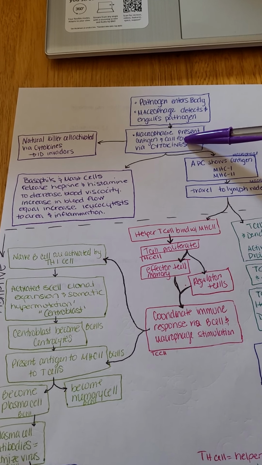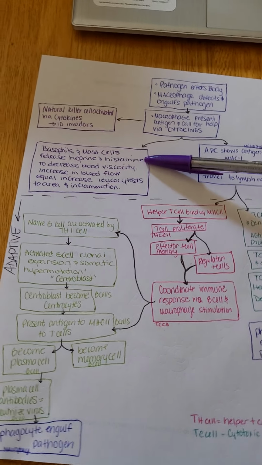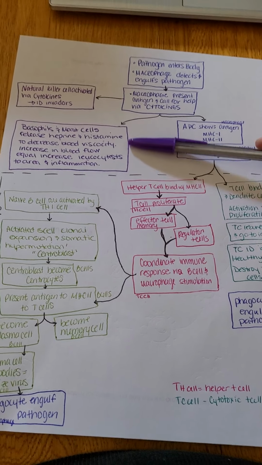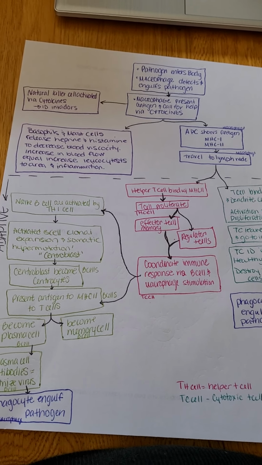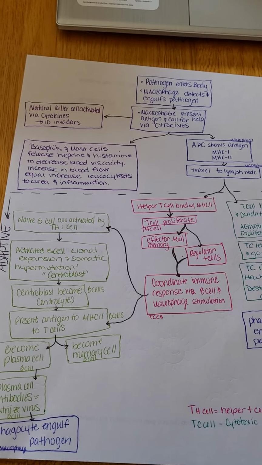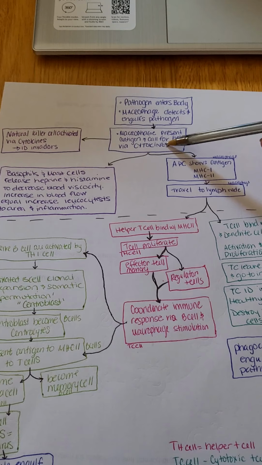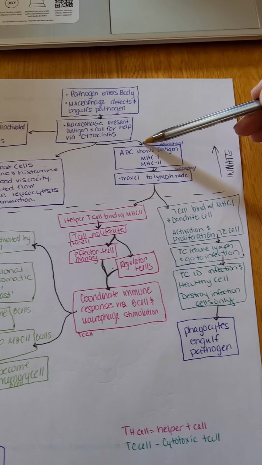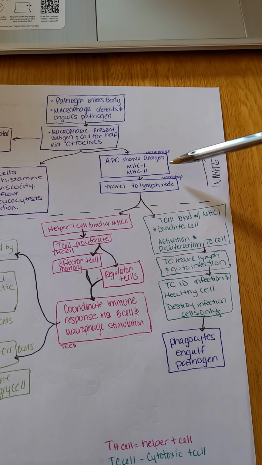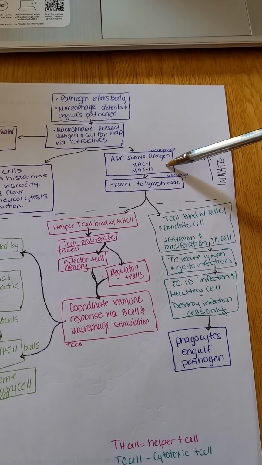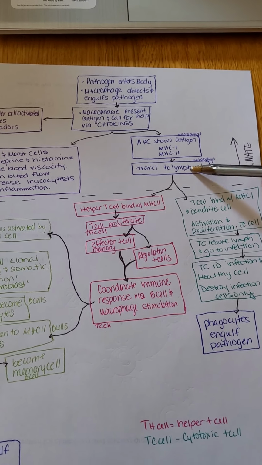These cytokines also help the basophils and mast cells release heparin and histamine. This decreases the blood viscosity, increases blood flow, which increases our leukocytes to the area and inflammation. On top of the cytokines, the APCs show antigens. This is also a macrophage. The antigens are either going to be MHC1 or MHC2, and then they travel to the lymph nodes with these.